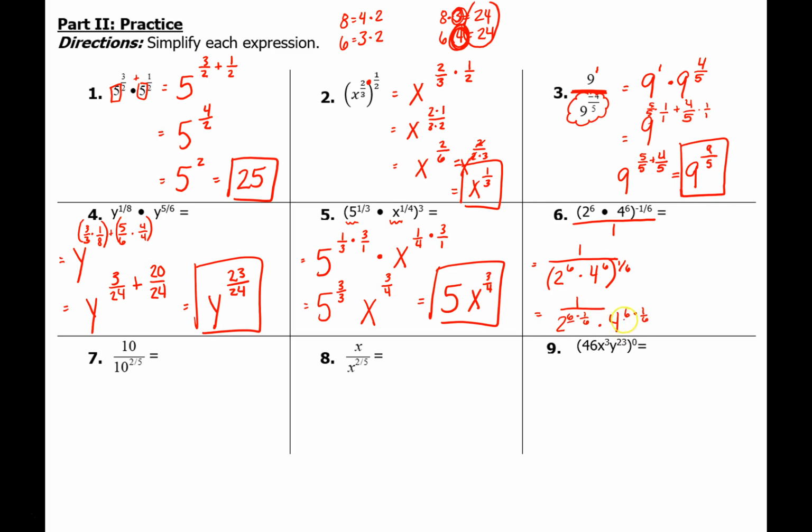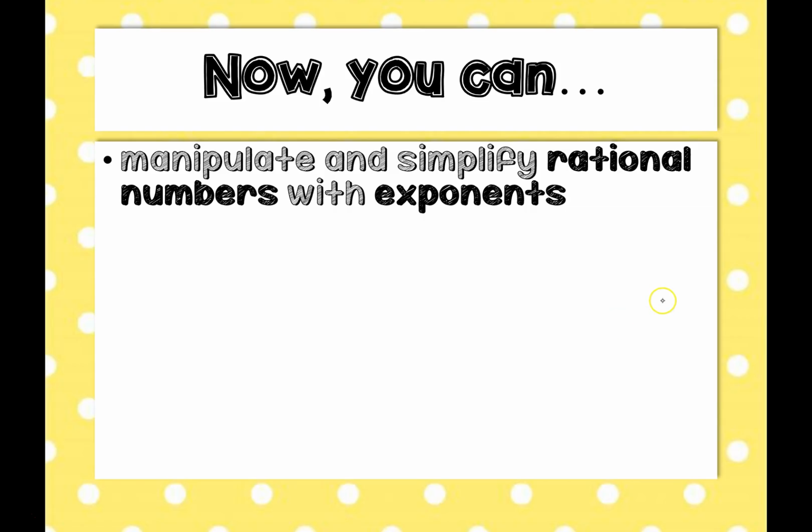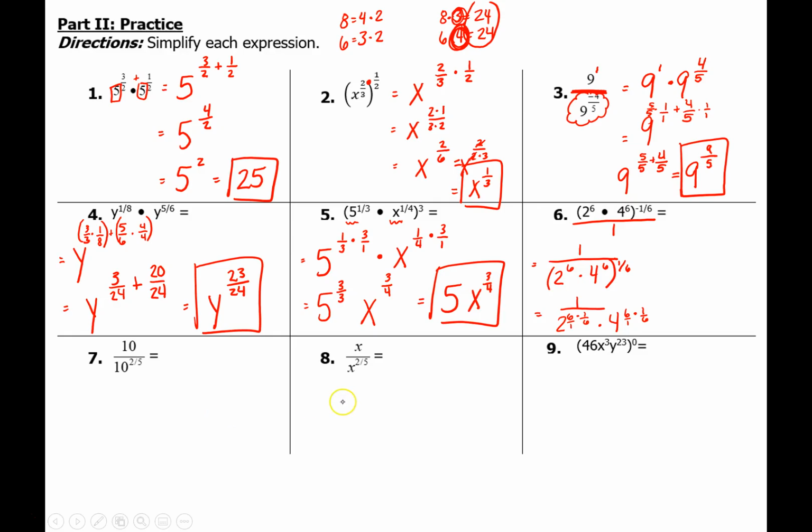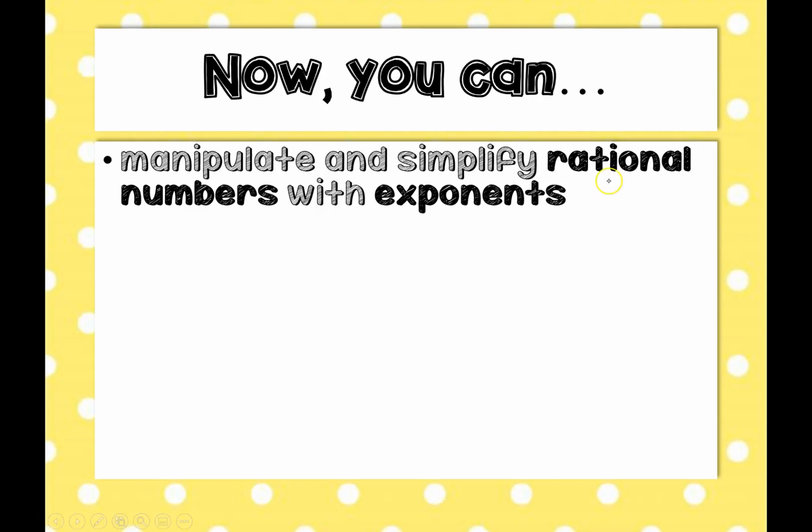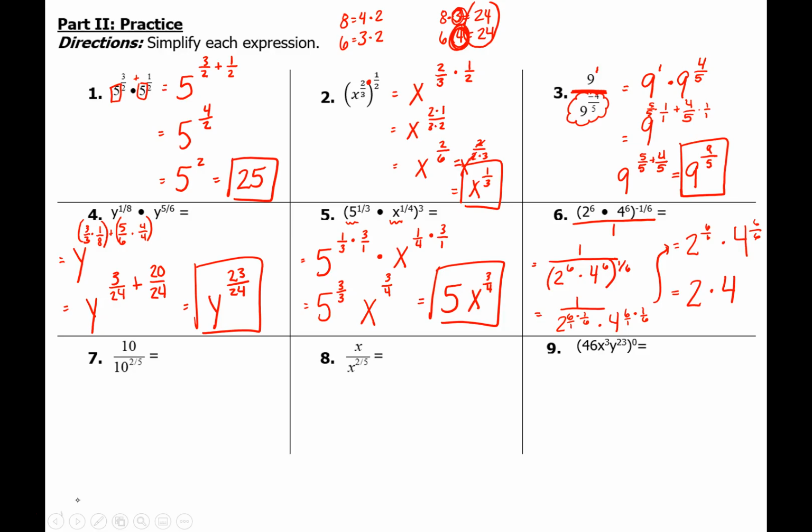I'm going to put both of these over 1, so I have fractions, and then I'm going to multiply straight across the top and straight across the bottom. That's 2 to the 6 over 6 times 4 to the 6 over 6, and 6 over 6 is just 1, so that's 2 to the first power times 4 to the first power, and 2 times 4 is easy. That is just 8 for our final answer.